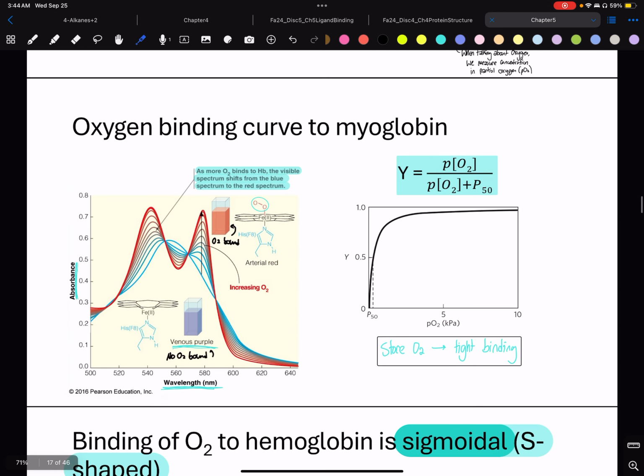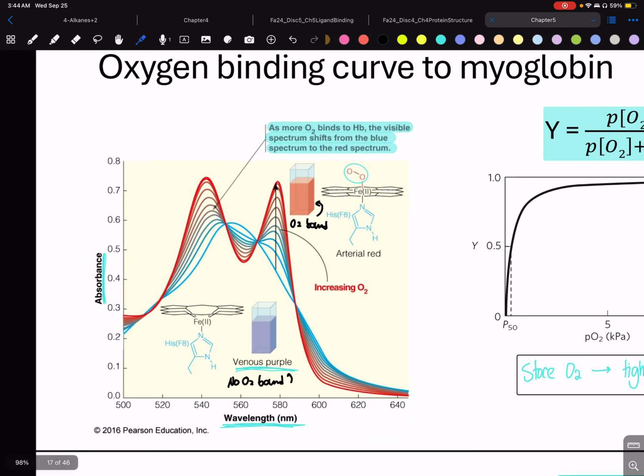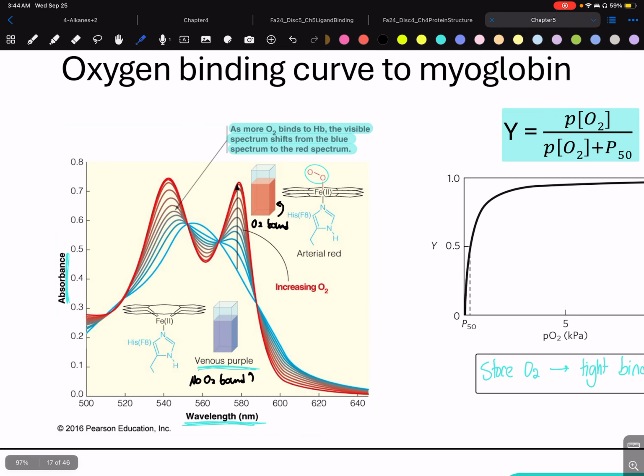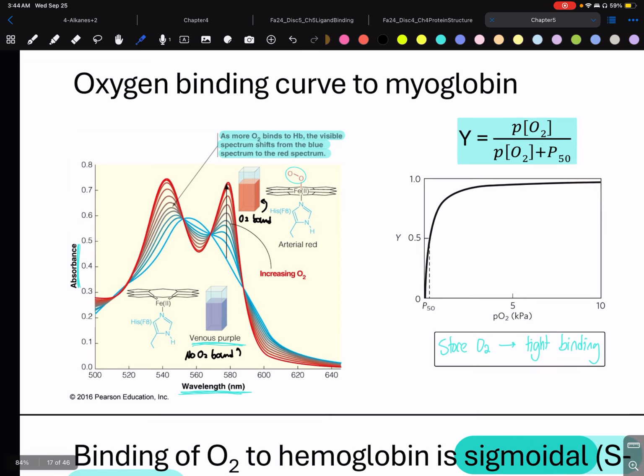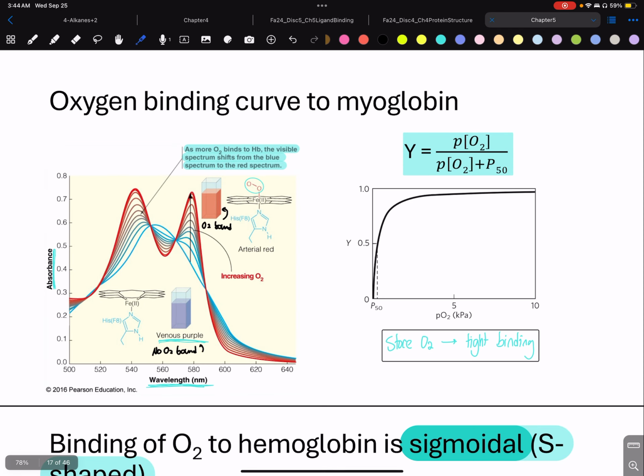Okay. So the oxygen binding curve to myoglobin, I kind of talked about this previously. Again, this is the equation we're going to use. And then graphically, how you would determine your Y value is to draw a line from 0.5 and see where it hits the curve, and your P50 value is right there. Again, storing O2, so tight binding. If we were in lab doing this, we could also tell by the color of the heme itself. When it's purple, there's no O2 bound, and when it turns red, O2 is bound due to the interactions between oxygen and iron.